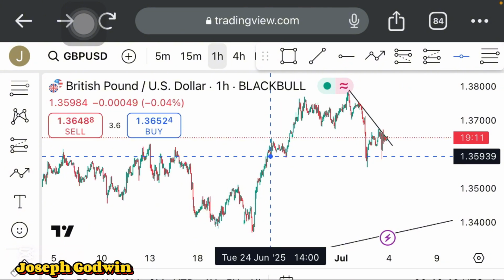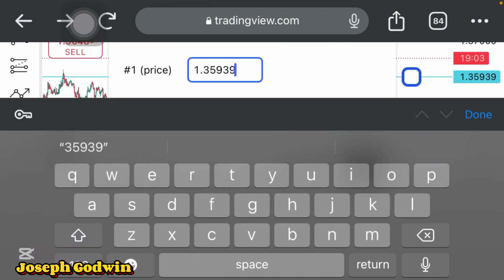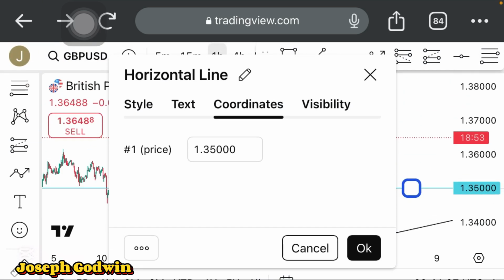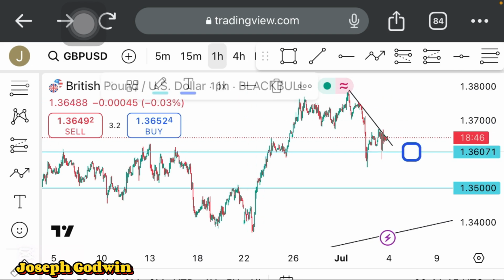In this case, you just pick your horizontal ray, then click here and edit it. This is a random number, you change it to 1.35000. This one makes sense now, because it is easy to call compared to this one. 1.36071 is very complicated, but 1.35000 is very easy to call.